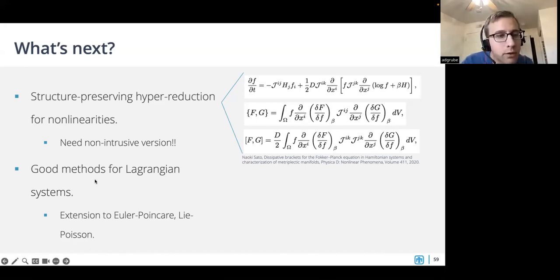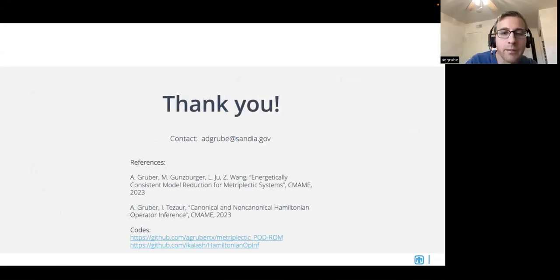Another thing is I've told you all about Hamiltonian systems, but we should have good methods for Lagrangian systems too. In particular for things like Euler-Poincare and Lie-Poisson type systems, where you have a prescribed structure for your phase space. But otherwise, I'll end here, and I'm happy to take questions.